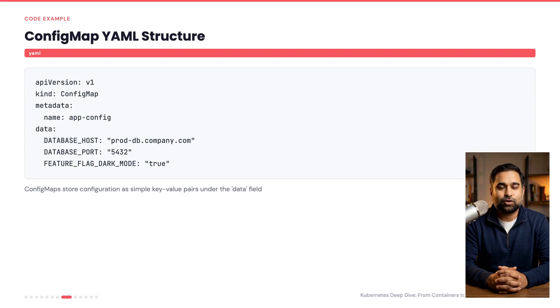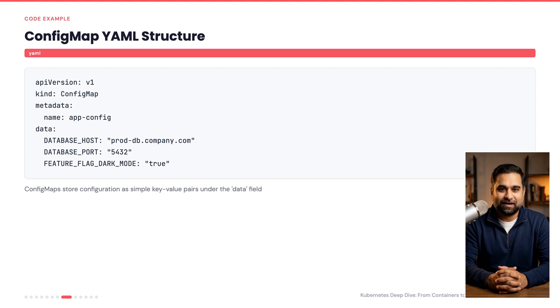For the database host variable, we reference the database config map and pull the database host key. Same pattern for the port. For the username and password, we reference the database credentials secret. The beauty here is that our deployment no longer contains any actual configuration values, it just contains references. The values themselves live in separate objects that can be managed independently.